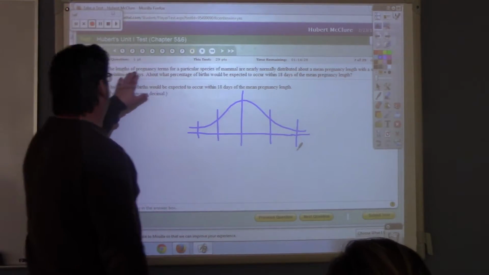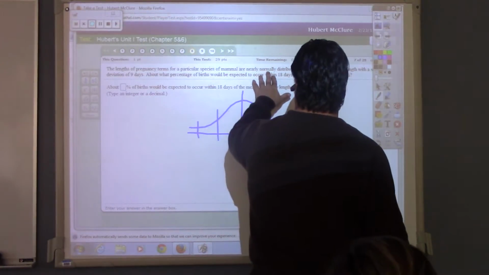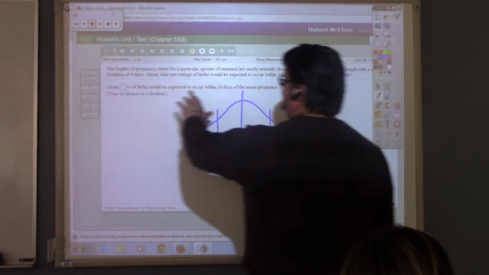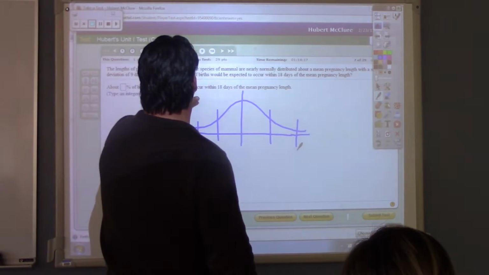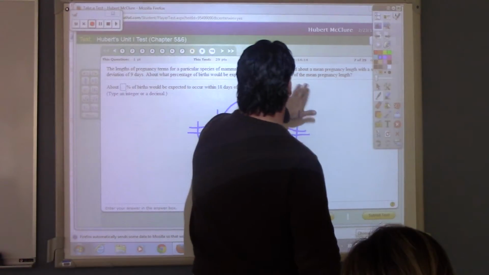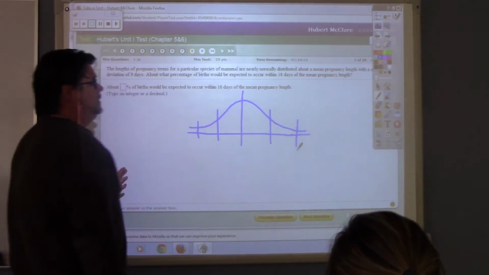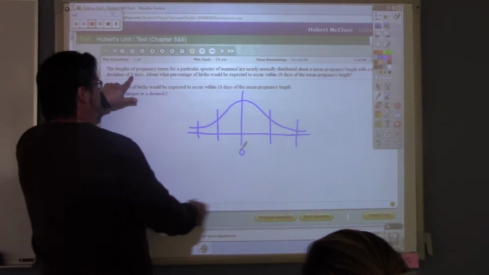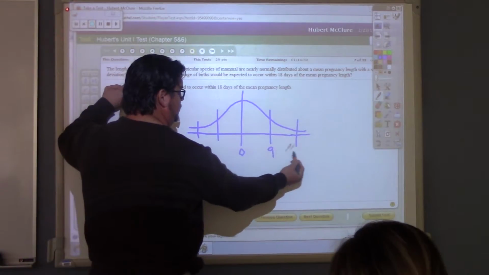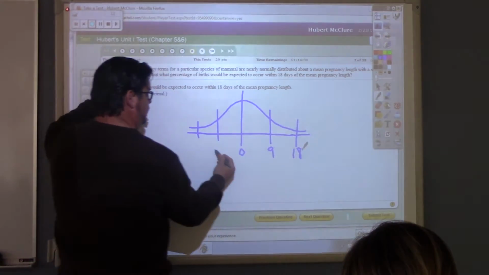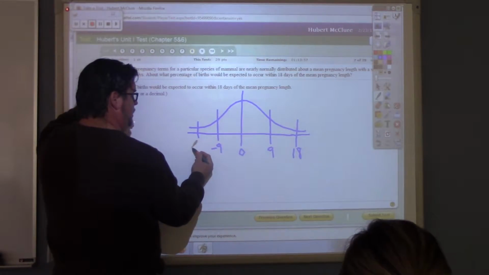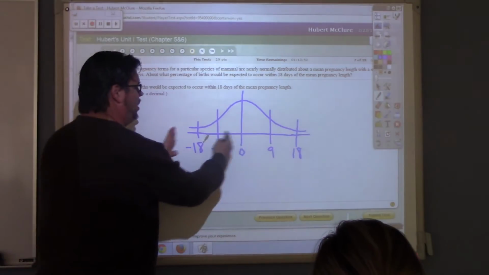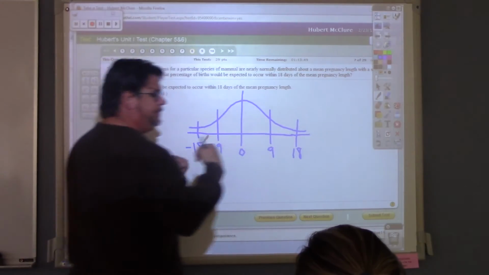All right, a length of pregnancy terms for a particular species of mammal are nearly normally distributed about a mean pregnancy length with a standard deviation of 9 days. About what percentage of births would be expected within 18 days? Okay, so they're not giving you a mean. So you just assume that this is 0. And what would this be right here? 9. And what would this be? -9. And this would be what? -18. 18 days before. 18 days what? After.